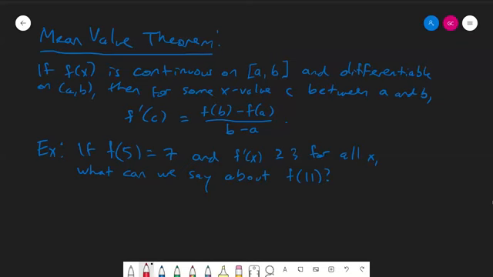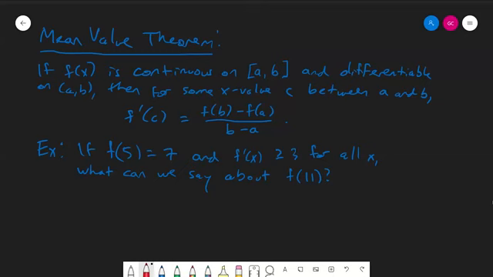Now let's see how you can use the mean value theorem to bound a function's value based on some information about its derivative. Here we have an example where f of 5 is 7, and we know that f prime of x is greater than or equal to 3 for all x. And we want to know what we can say about f of 11.